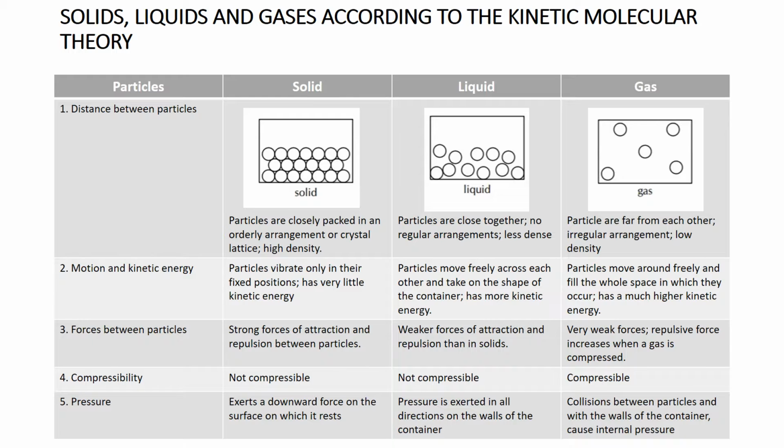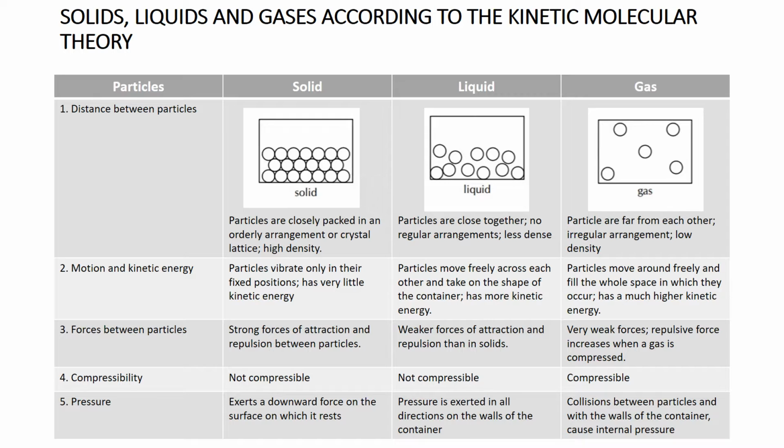And then liquids have particles that are close together and they have no regular arrangement. Liquids are less dense than solids. And then gases, they have particles that are far from each other. They have irregular arrangement and very low densities compared to solids and liquids.